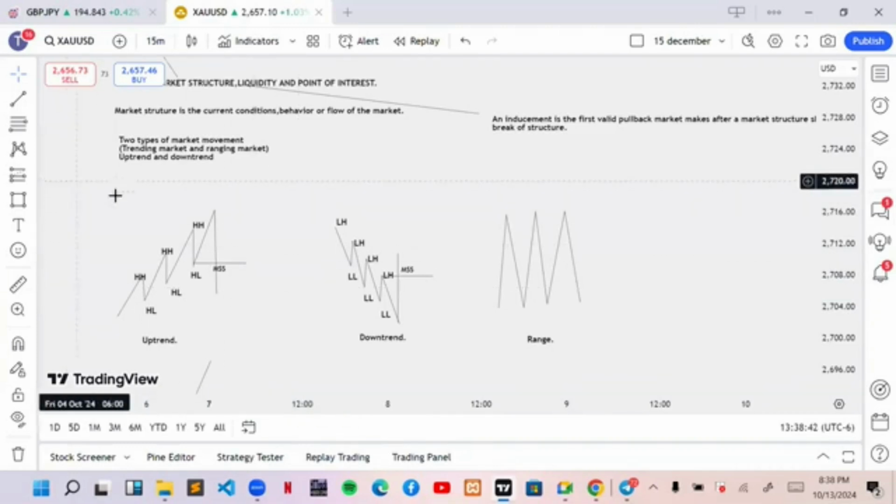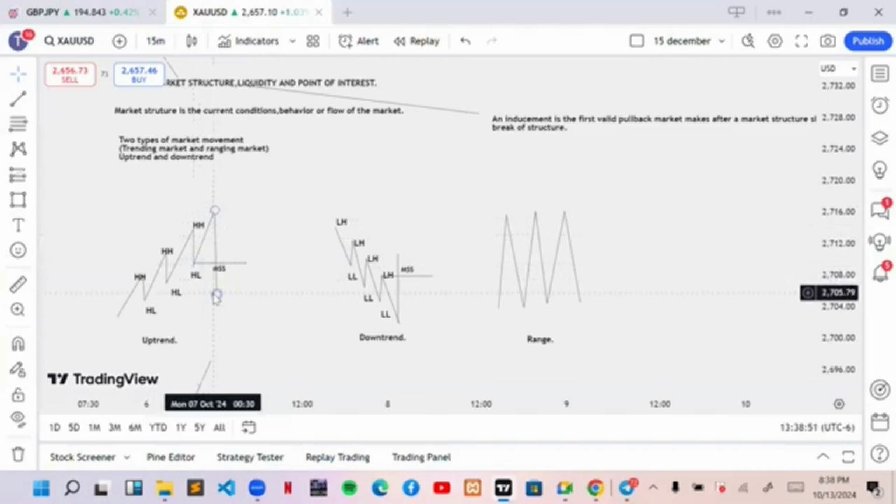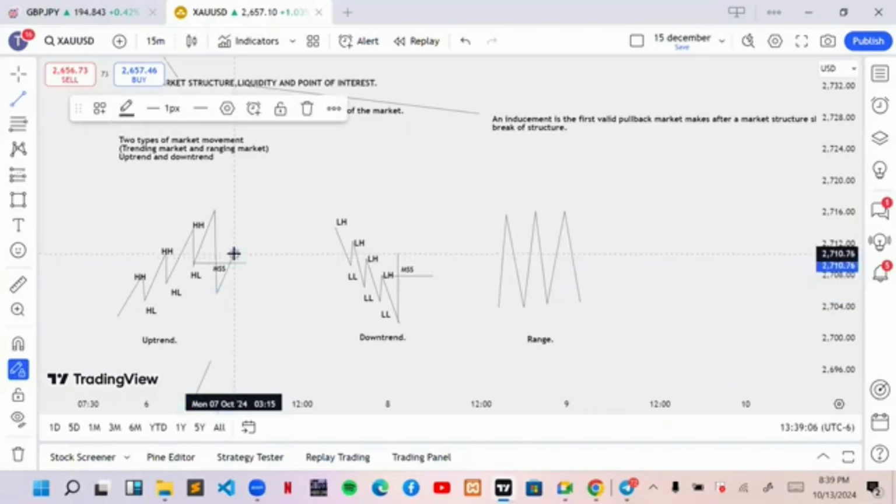In this case, the market was on an uptrend, making a series of higher highs and higher lows, and then it made a lower low. So this is where our market structure shift is. After the market structure shift, the market will make a pullback towards the direction that it shifted structure from. After making the pullback, it will continue the move. So if the structure shift was to the downside, it will make a pullback to the upside, then continue the move to the downside.